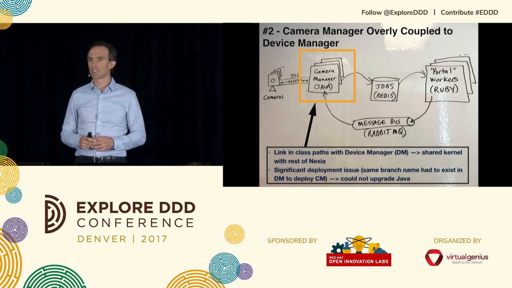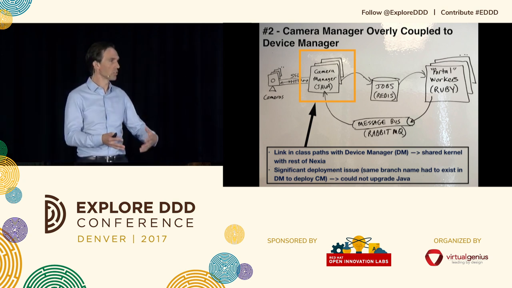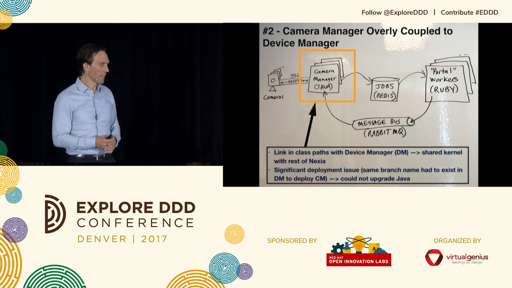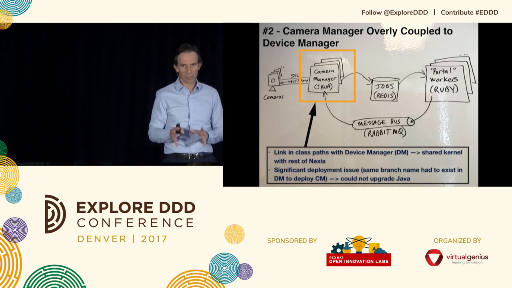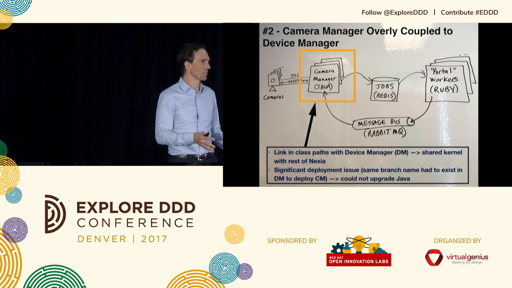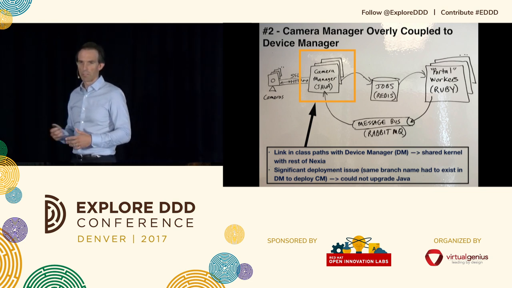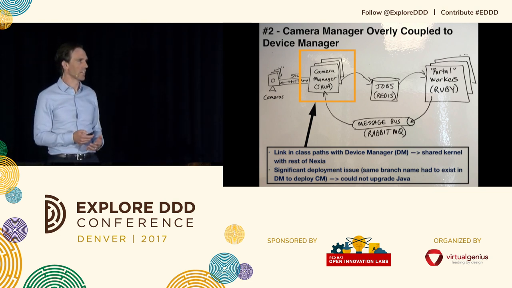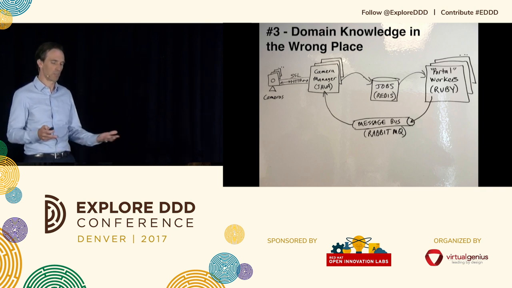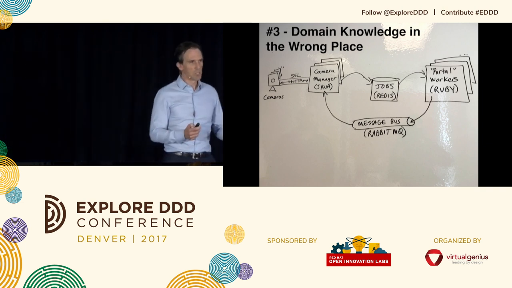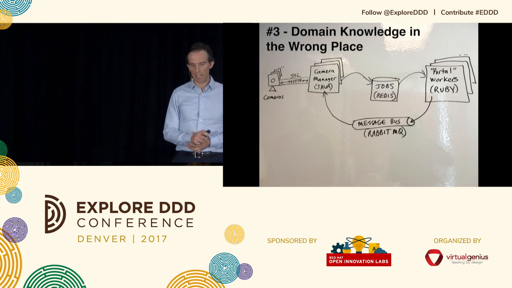And so what we ended up with, to talk about a DDD pattern, is a shared kernel with the rest of Nexia around this device manager. And we had this issue where the version of Java on the device manager was old, and we couldn't do anything to the camera one because we were tied to that version of Java because we had this coupling between these two. And what we found is that that coupling was actually unnecessary, right? A camera is a device, but it's nothing like a lock, right? Unless you have a lock that has a camera built in, and then it is like a lock. But the third one, which is more of a DDD kind of perspective, is where was the domain knowledge?